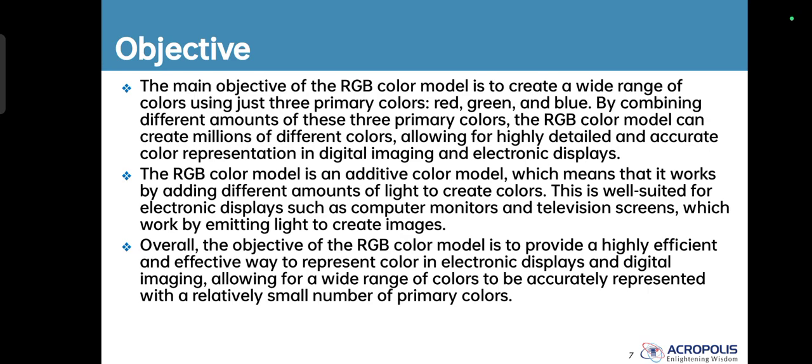So the main objective of the RGB color model is to create a wide range of different kinds of colors, so that we can have color representation in digital imaging at a higher end. The RGB color model is an additive model, which means that it works by adding different amounts of light to create colors. This is well suited for electronic displays such as computer monitors, which work by emitting light to create an image. Overall, the objective of the RGB color model is to provide an efficient and effective way to represent colors in electronic displays and digital imaging.